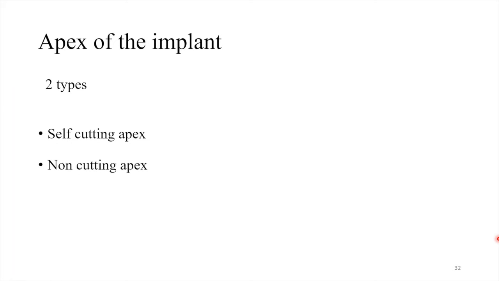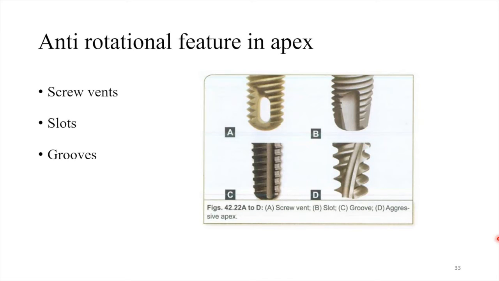Apex of the implant is of two types: self-cutting apex and non-self-cutting apex. Anti-rotational features that are present in the apex are the screw vents, slots, and the grooves.